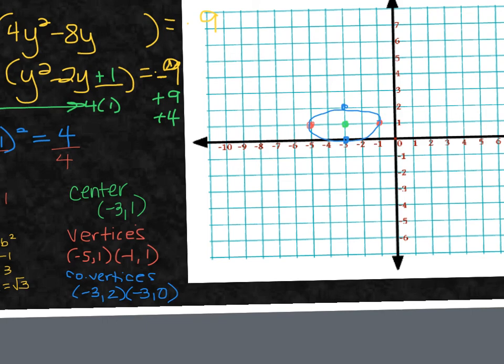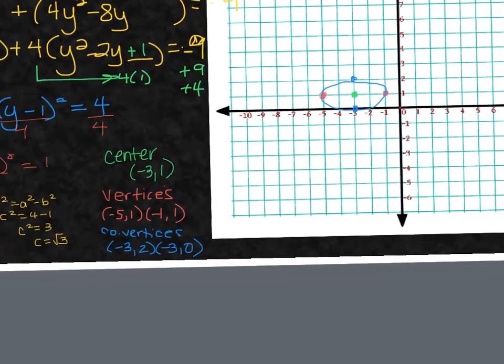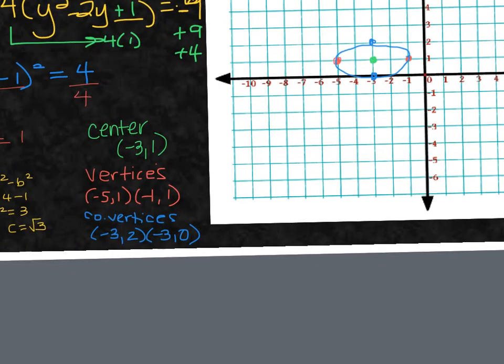The only thing left is the foci. Which axis is the foci on? On the x-axis, the horizontal. So I'm changing the x. I'm adding and subtracting the foci, or the c, sorry, from the x. So this time it's not a whole number, which means I'm going to write it as (-3 - √3, 1) and (-3 + √3, 1).